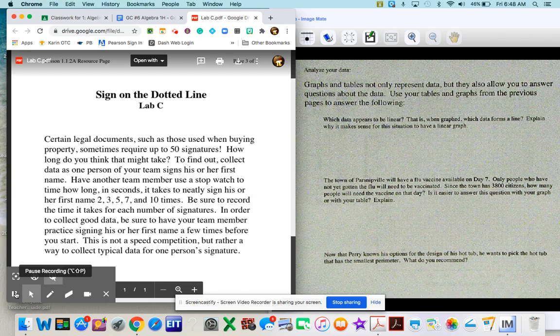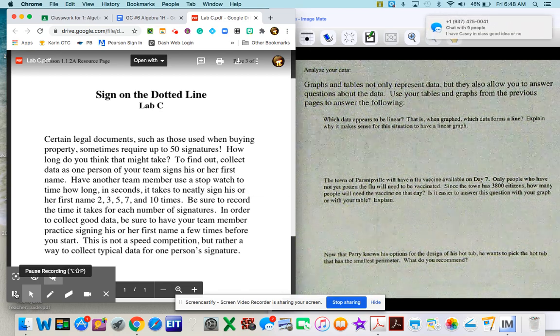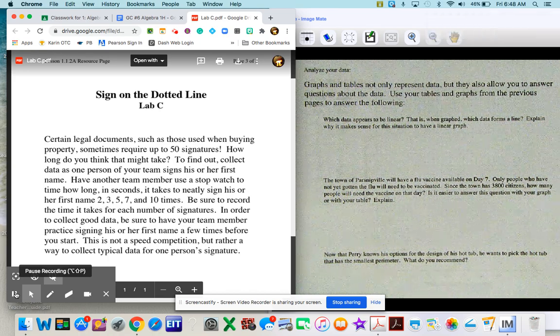Make sure that you got this paper in a safe place because we're going to start our next class together with working or sharing these ideas with each other.